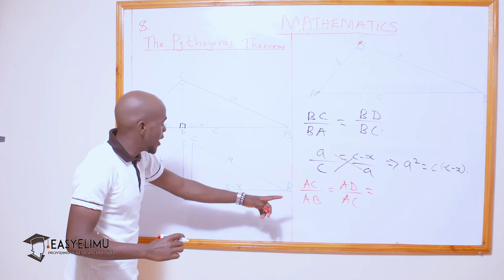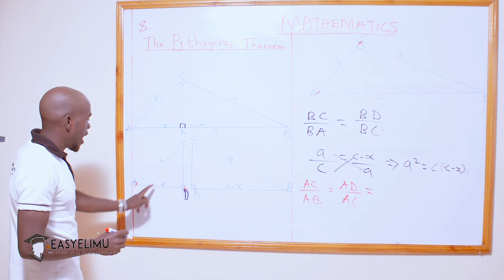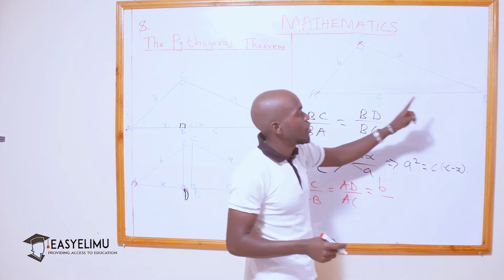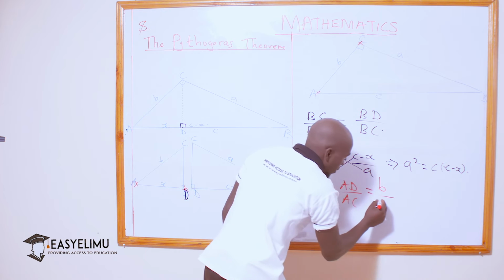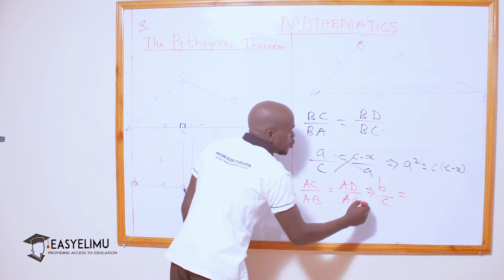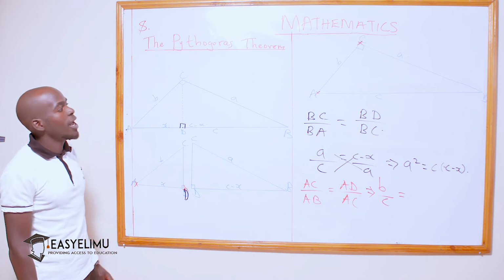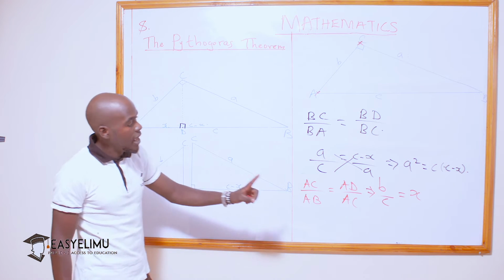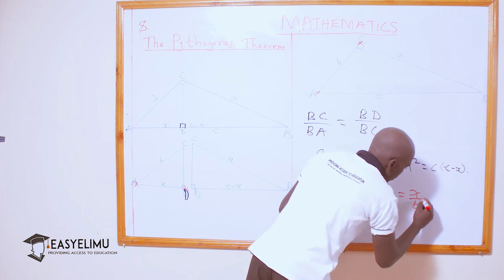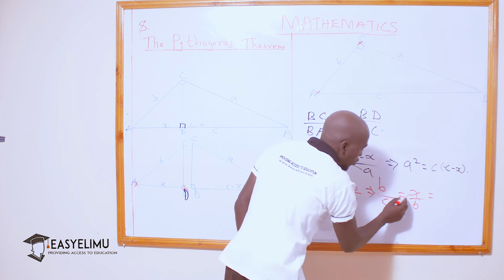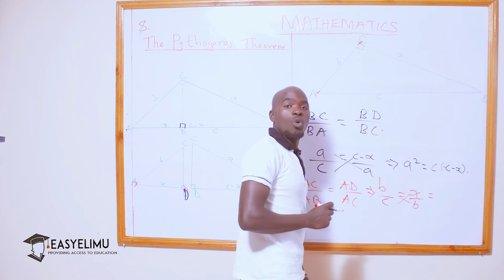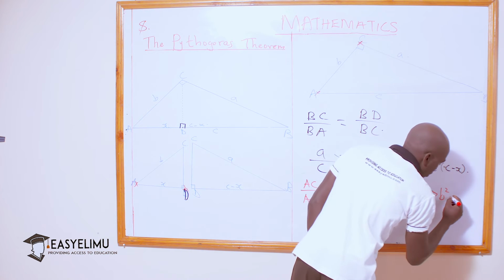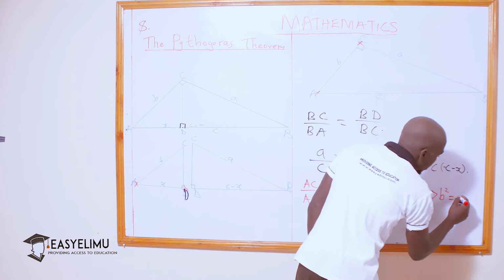For the smaller triangle I have AC as B, and AB of the larger triangle, the hypotenuse, as C. And this should be equal to AD, the base of the smaller triangle, which is X, over the base of the larger triangle, which is B. On evaluating that, if I cross multiply, B multiplied by B gives B squared, and C multiplied by X gives CX. So B squared is equal to CX.